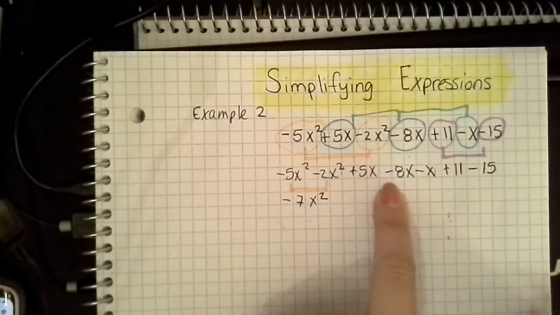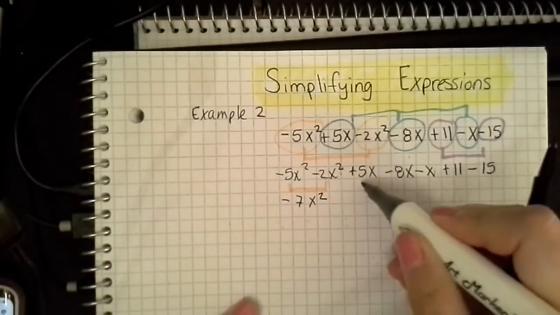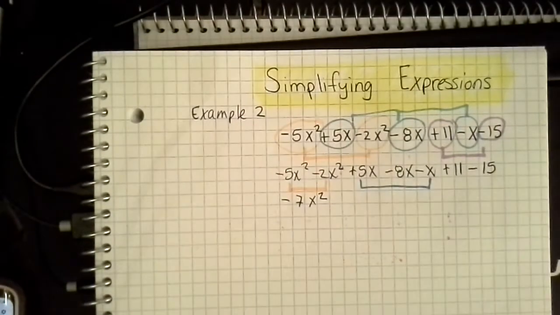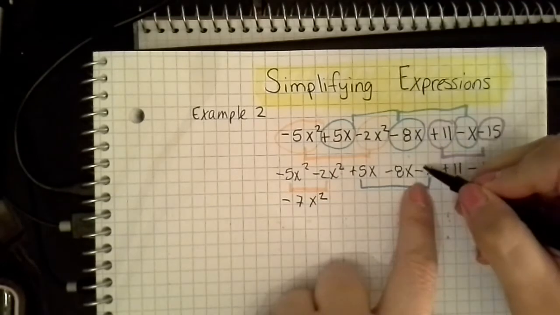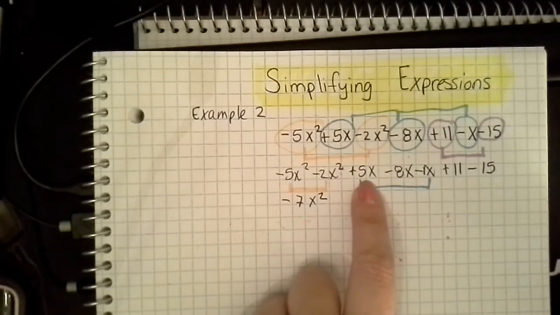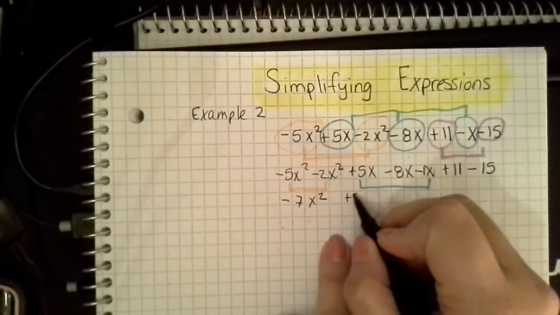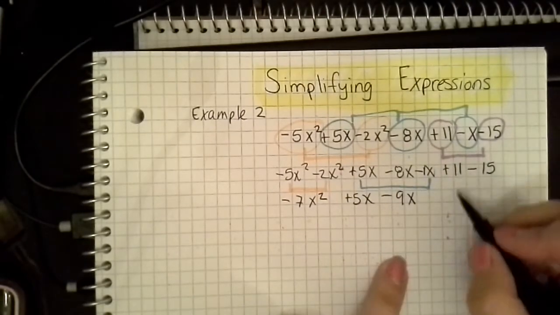Looking at these terms, however, I have a positive, and I have these two that are negative. If I combine these two that are negative, I get 9 negatives because there's that invisible 1 here. So there's 9 negatives because I have 8 of them plus 1 more. That is 9 negatives and a positive 5. So positive 5x minus 9x. Still bring this down.